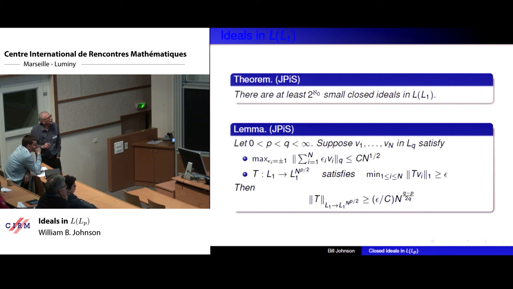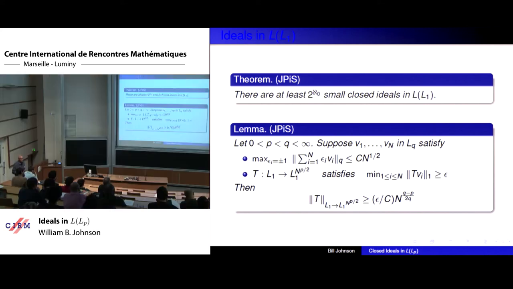Because if you think about epsilon and C as being fixed, then as N goes to infinity, as long as q is bigger than p, this is going off to infinity. So it's a way of forcing an operator to be unbounded just to have the image of a very few number of points being bounded away from zero. But of course, these points are special. They come out of a lambda q set. Now, I'm interested in the case where p is bigger than or equal to 2. All the applications are there, and this is really a lambda q set. But the lemma is true in this generality.